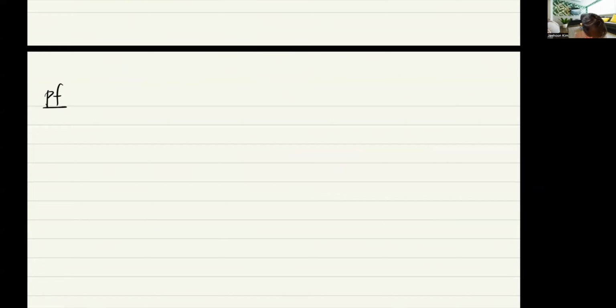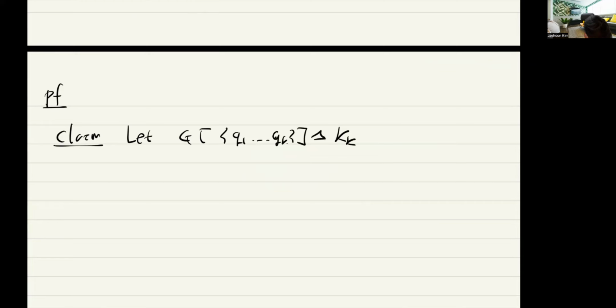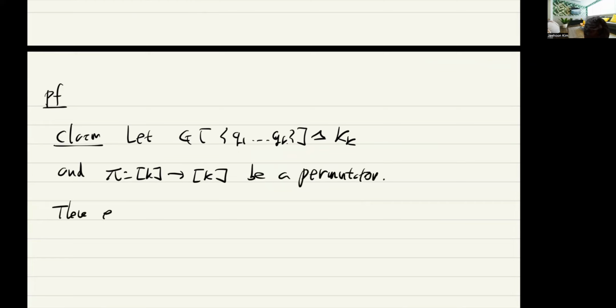Okay, so in order to prove this connection lemma, let's first prove the following claim. So let's say you have vertices Q1 to Qk, which form a K_k. And let's say you consider an arbitrary permutation. Then we want to show that there exists a k-clique walk.